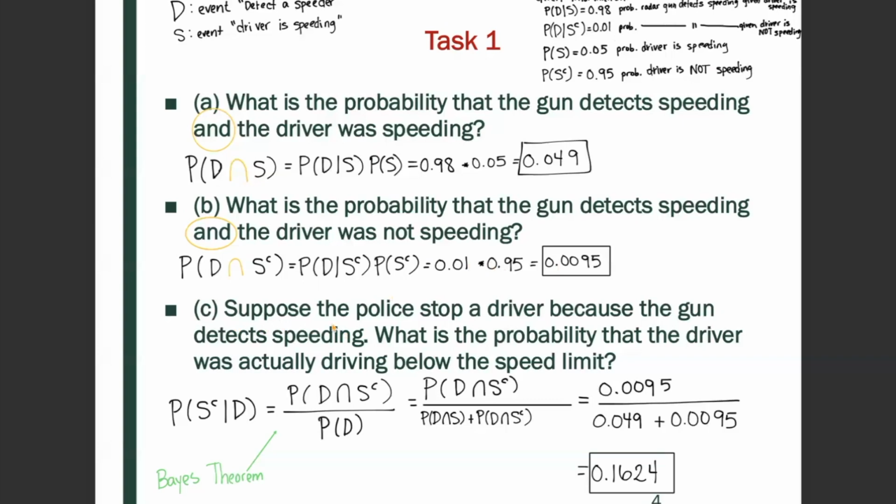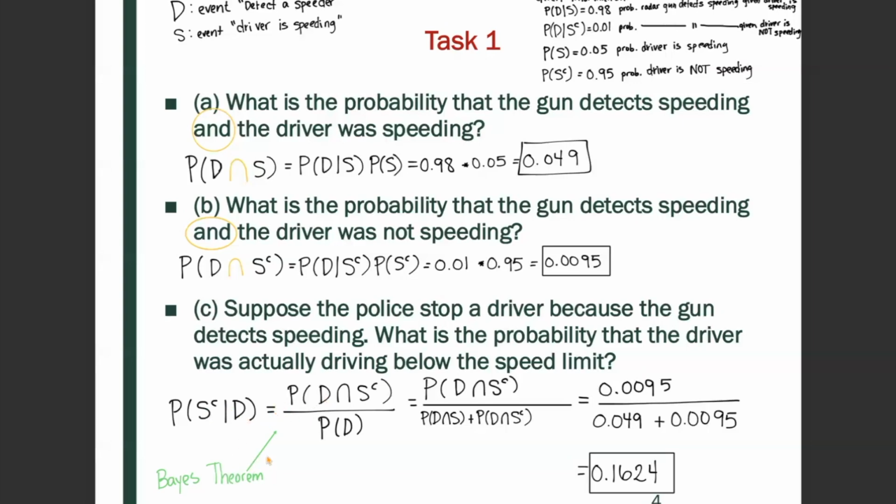Part C. Suppose the police stop a driver because the gun detects speeding. What is the probability that the driver was actually driving below the speed limit? Here we're going to use Bayes' theorem. So we're interested in the probability that a driver is not speeding given the event where we detect a speeder.